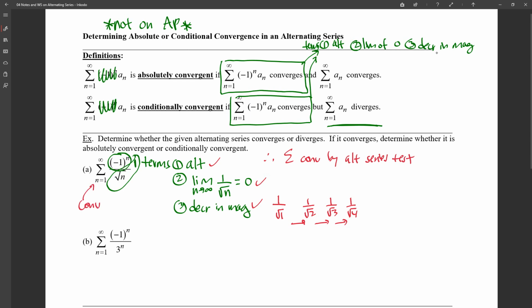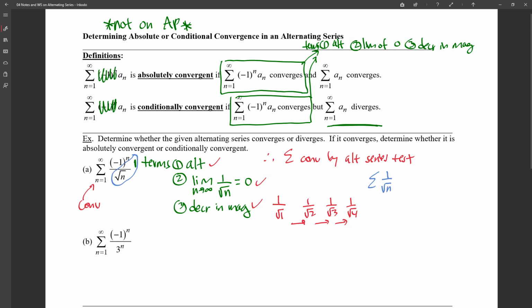Then my question is, once I know it converges by alternating series test, does it converge absolutely, or does it converge conditionally? The way I figure that out is I go to this a sub n, I just look at the a sub n only, and I make that a problem by itself. So the series of 1 over square root of n. And we haven't looked at that yet.